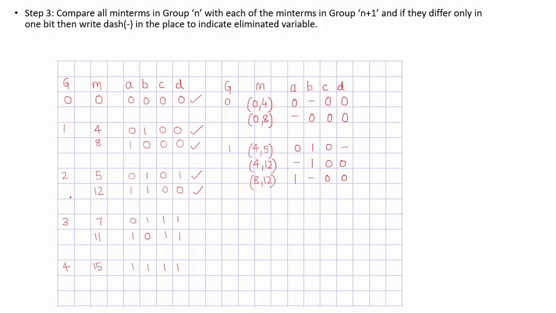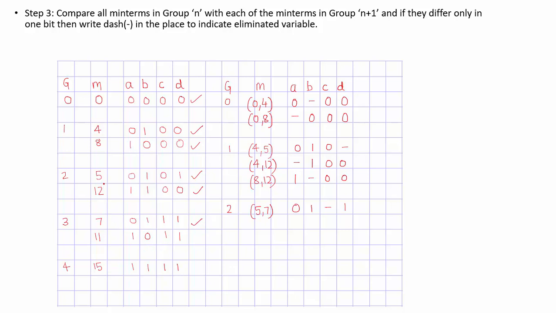Next I have to compare group 2 with group 3. When I compare minterm 5 with minterm 7, I can see A, B, D is 0, 1, 1 in minterm 5 as well as in minterm 7. Only C is getting changed from 0 to 1. So in my next group, the first member will be 5, 7. ABD was 0, 1, 1 and C was getting changed from 0 to 1. So I'll write dash in that place and put a check symbol next to 5 and 7.